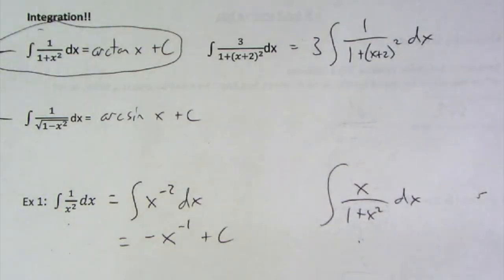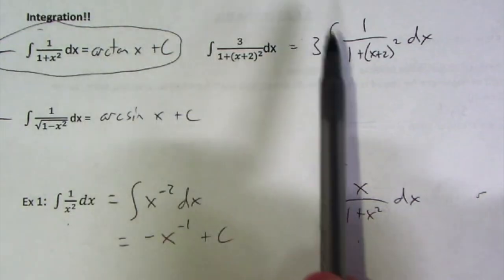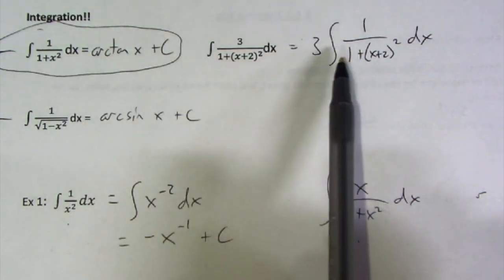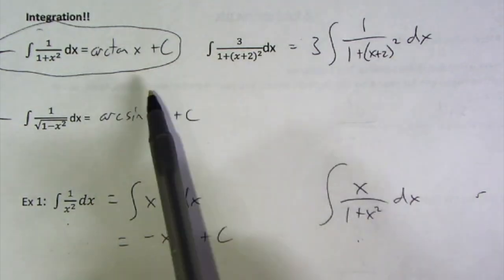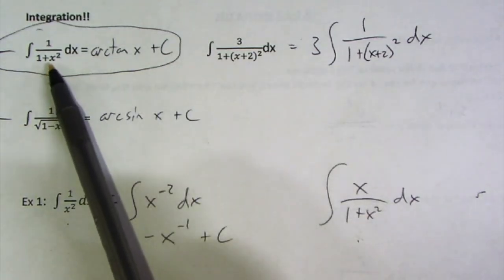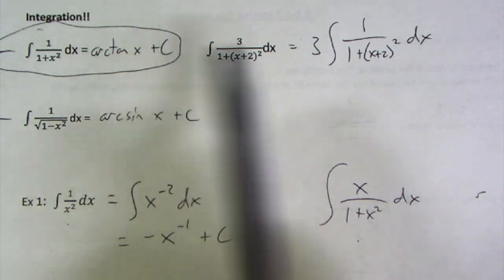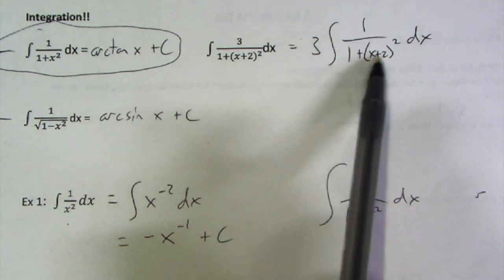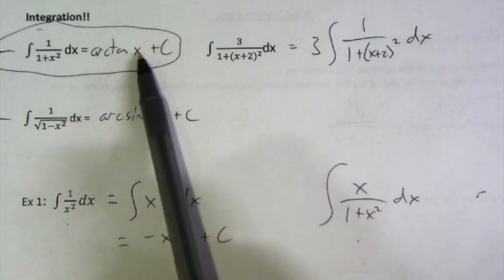Now you pretty much do have this form. You have 1 over 1 plus, and then something squared. Notice in the formula, and this is really important, the thing that was being squared here, the x, just went inside the arctan. That's what's going to happen here. The x plus 2 that's being squared is going to go inside our arctangent.